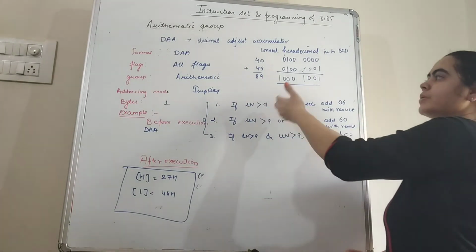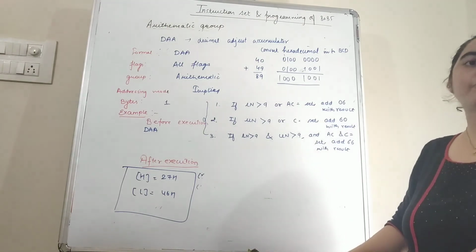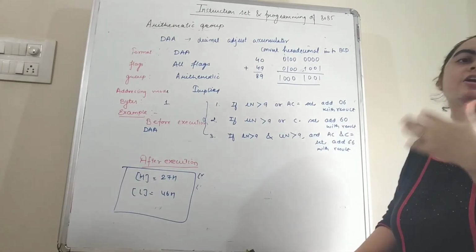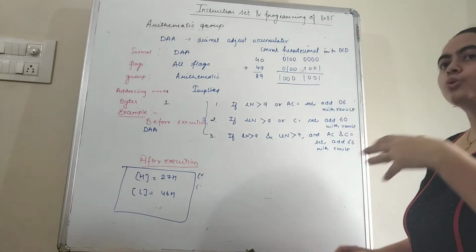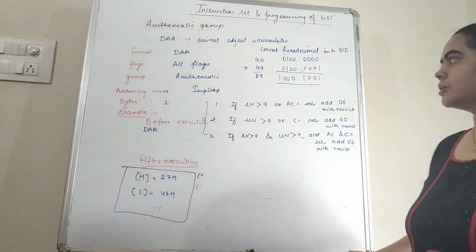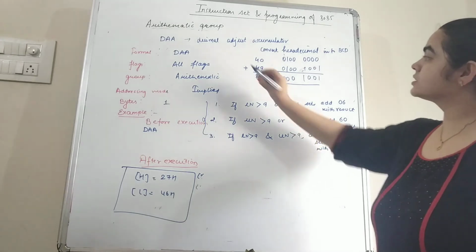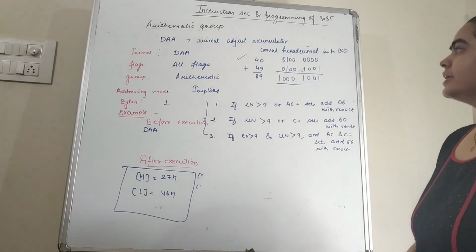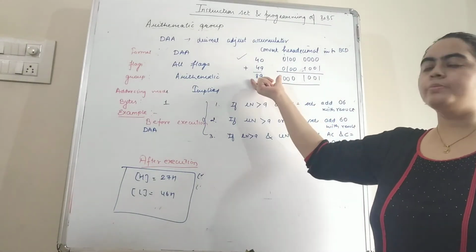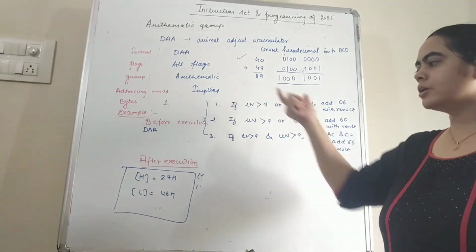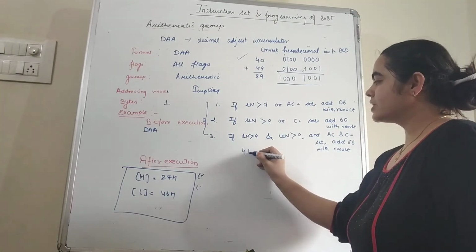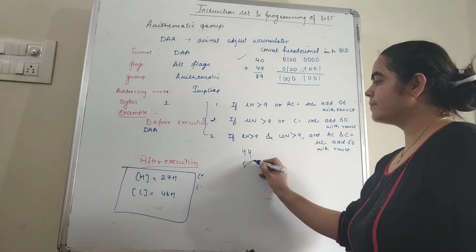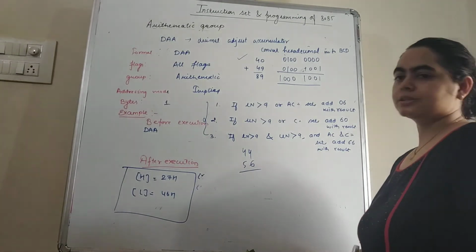Because if the number is greater than 9, we would write A, B, C, D, E and F, and those numbers we have to convert into BCD code. So this is okay. There is no need to convert this number into BCD because it is already in BCD code. Now we have another example, that is 44 and 56.